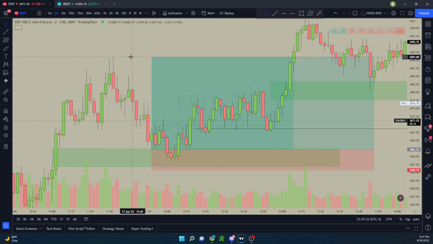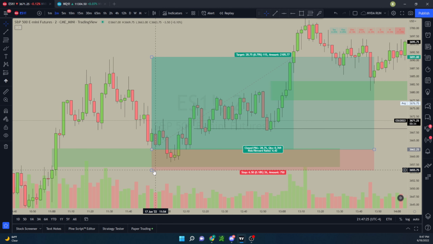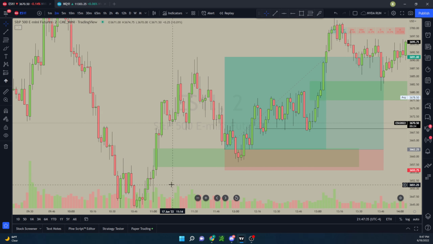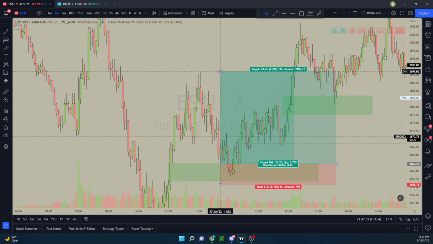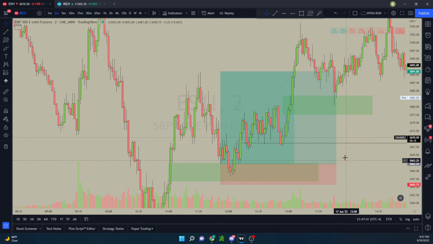So I'm not just picking random targets. I'm not picking a random stop loss. I'm basing it off of the chart. And this trade makes sense for me to take, right? Because I'm risking so little to make all this. And you guys can see exactly how that ended up turning out, right? So that was trade number 1 that I took.